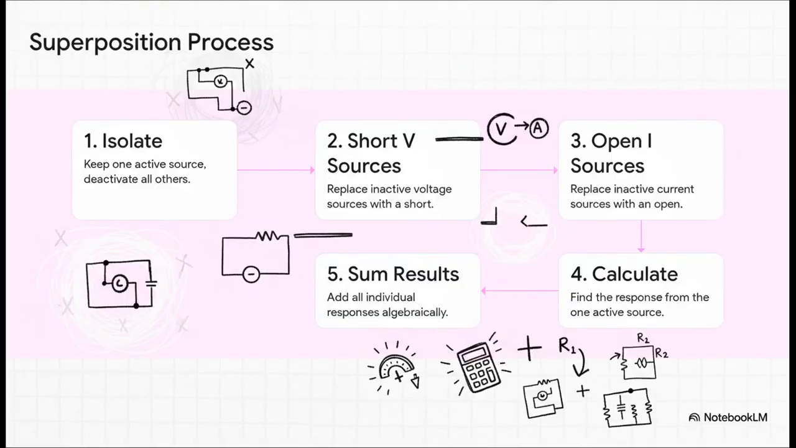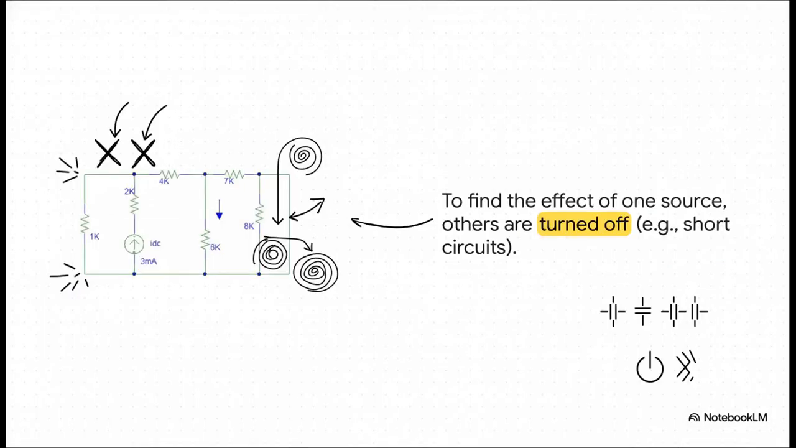The way it works is brilliant. You just focus on one power source at a time. You temporarily turn off all the others, calculate the effect of that one source, and then you repeat the process for every single source in the circuit. Turning off a voltage source just means replacing it with a wire. And turning off a current source means creating a gap in the circuit. Once you've figured out what each source does on its own, you just add all those effects together to get the final answer. And here's exactly what that looks like.